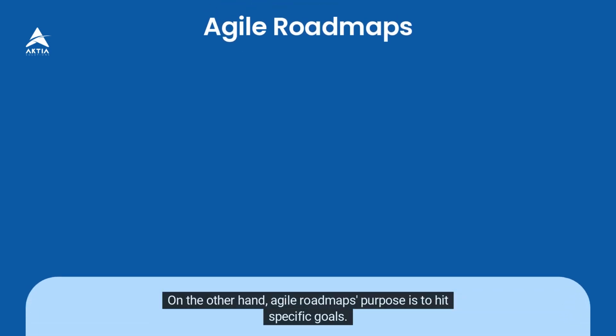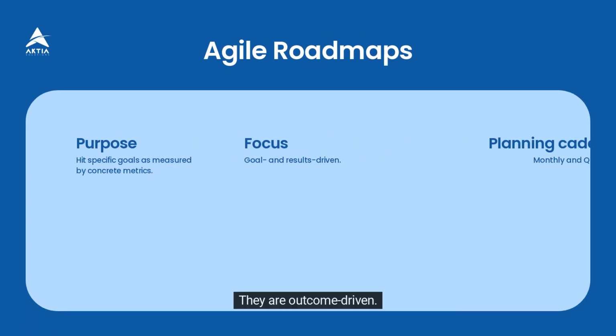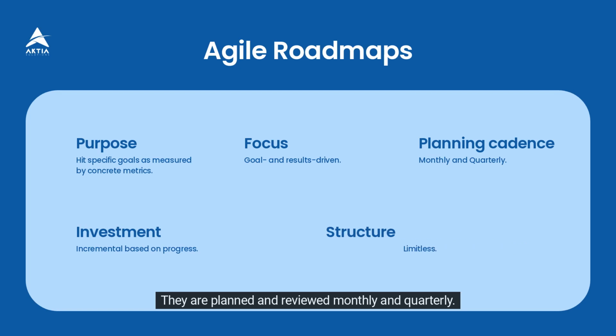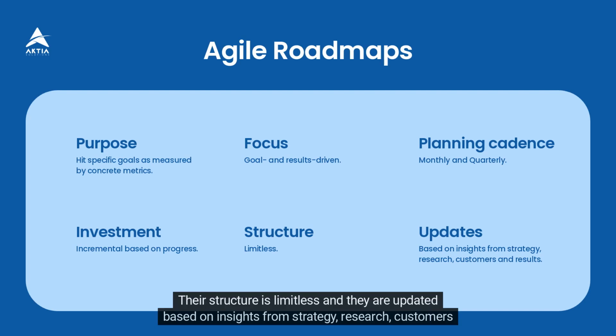On the other hand, agile roadmaps' purpose is to hit specific goals. They are outcome-driven. They are planned and reviewed monthly and quarterly. Investment is incremental based on progress. Their structure is flexible, and they are updated based on insights from strategy, research, customers, and results.